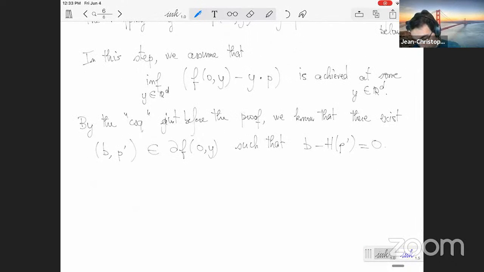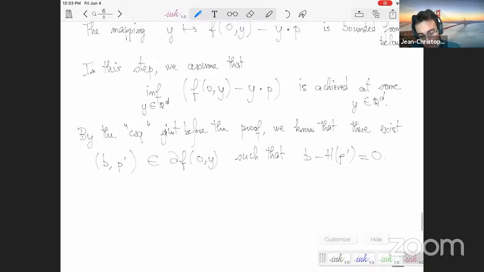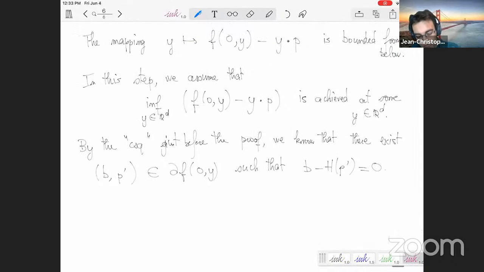Okay, let me make a remark I should have said earlier. The point of defining y as it is defined now is that you have that this is true. The gradient of f at (0, y) is equal to p. And remember, f(0, ·) is c1. So this really makes sense. The normal gradient is equal to p.